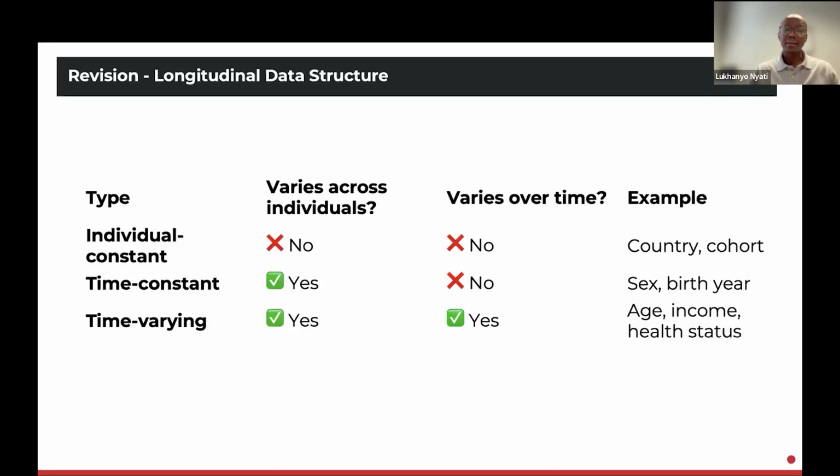Whereas time varying variables are the ones that both vary across individuals as well as vary over time. Your height at time point 1 is going to be different to your height at time point 2. So it's important to recognize these variables, because your data will then be clustered within these groups.